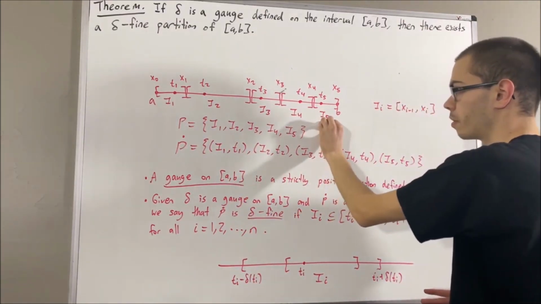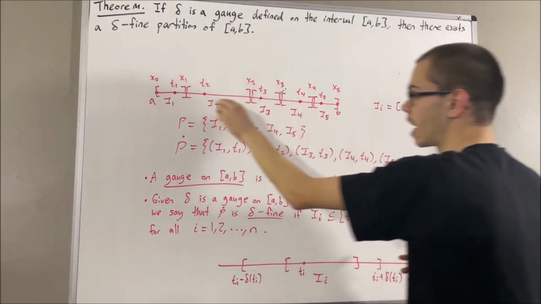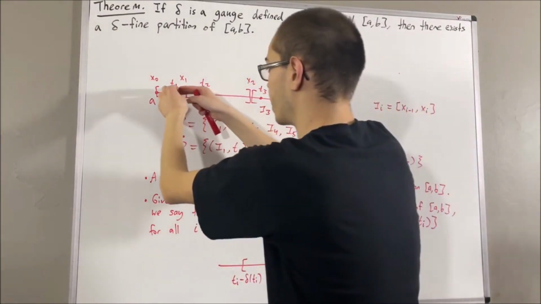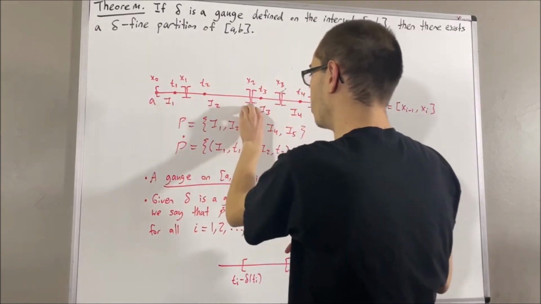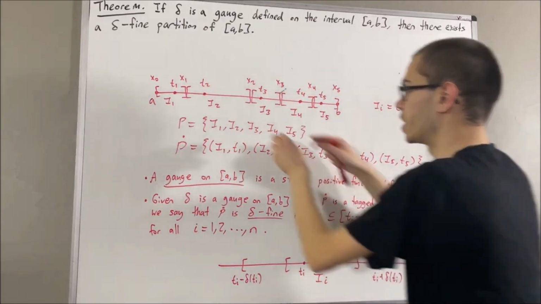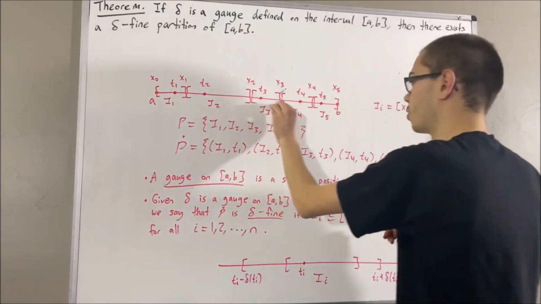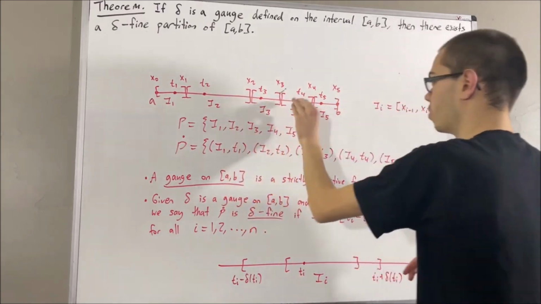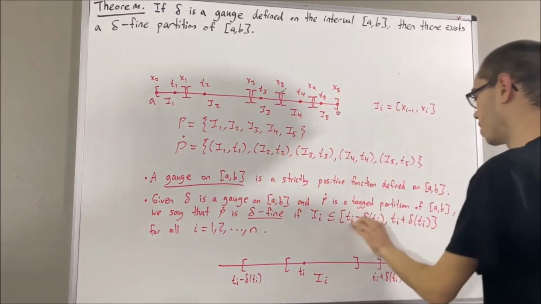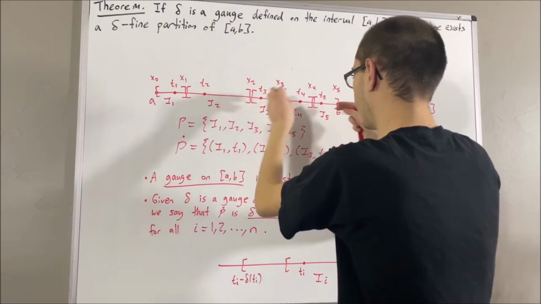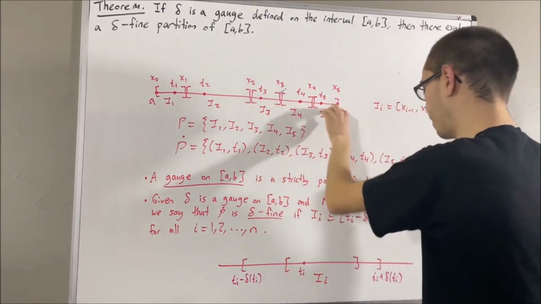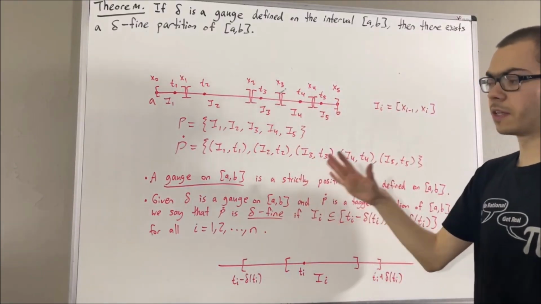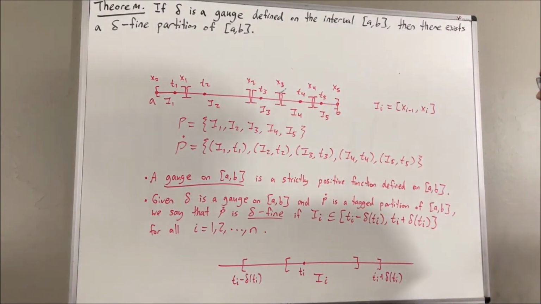So essentially, for a partition to be delta fine means that this needs to happen for each subinterval of the partition. So we need I1 to be a subset of this interval centered at T1. We need I2 to be a subset of this interval centered at T2. We need I3 to be a subset of this interval centered at T3. We need I4 to be a subset of this interval centered at T4. And we need I5 to be a subset of this interval centered at T5, right? That's what it means for a partition to be delta fine.